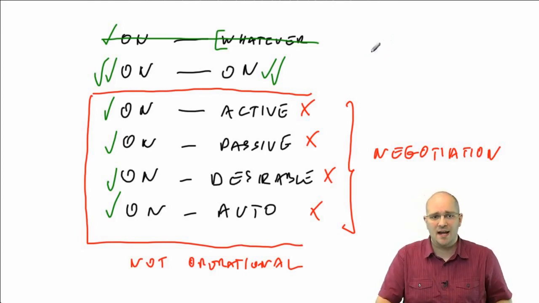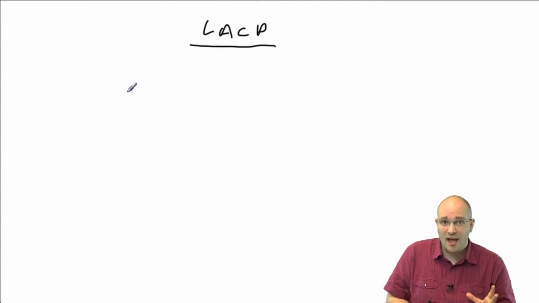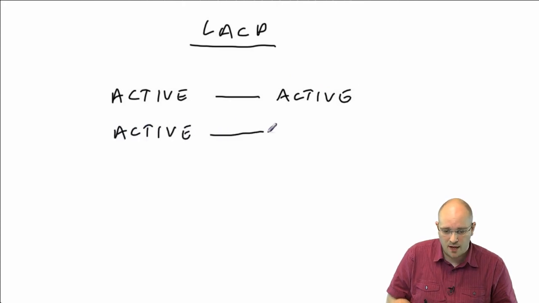But what if we had, for example, LACP configuration? Let's take a look at the possible LACP options. So we're going to examine LACP now. We have the possibility to have active and active. We also can have active and passive.